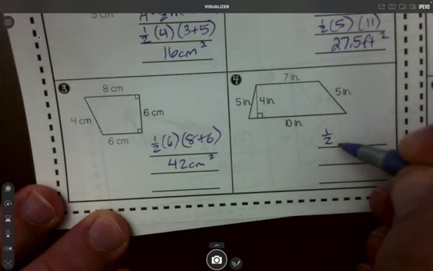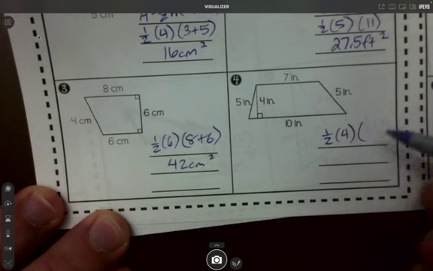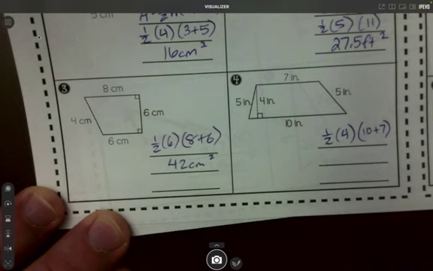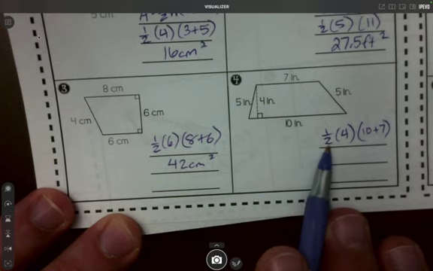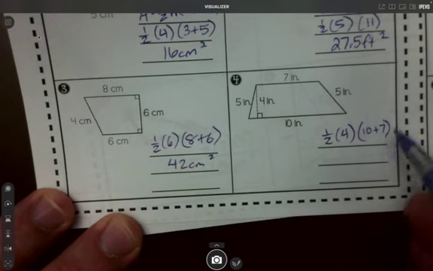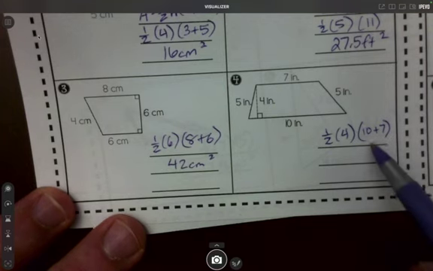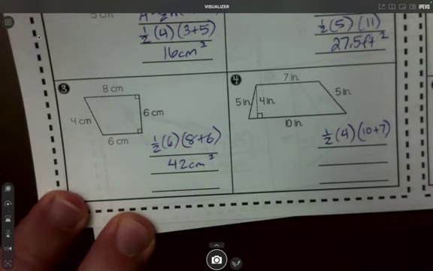Last one, 1/2 times the height, which is 4 inches. Base 1 plus base 2, that's the 10 and the 7, because those are the two parallel sides. So again, in your calculator, either do 1/2 or 0.5 times 4 times parentheses 10 plus 7. Or if you can do that in your head, you know it's 17. You could just say 1/2 times 4 times 17. Or in your calculator, just type 10 plus 7, hit enter, then multiply by 4, then multiply by 1/2. But you get 34 square inches on this one.